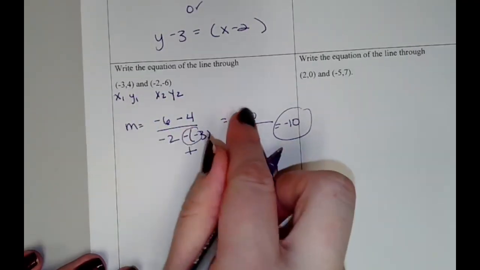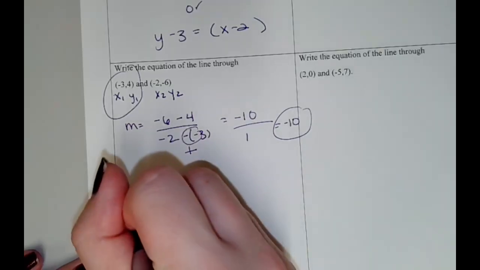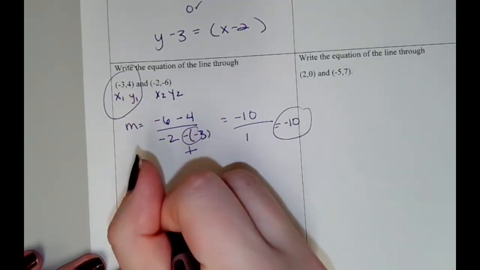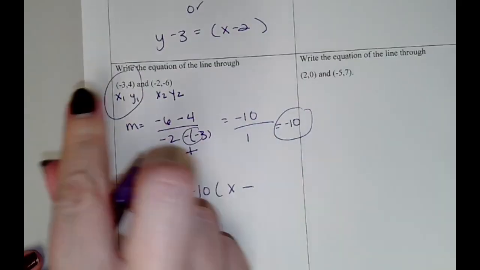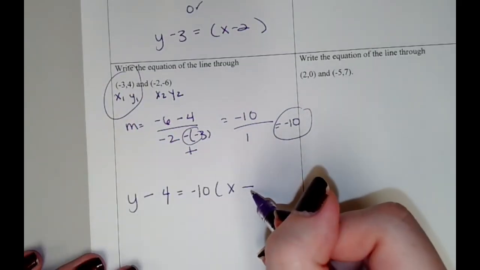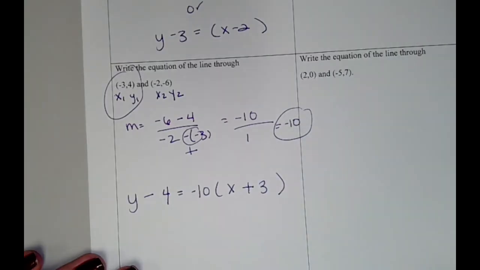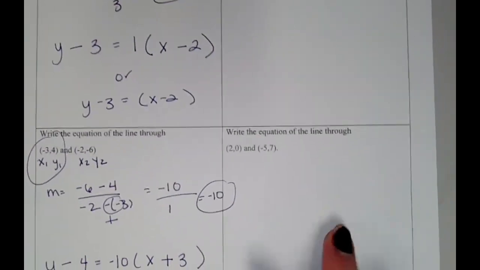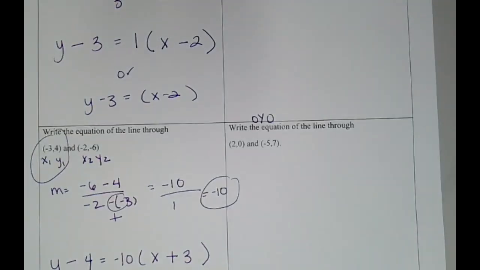Picking either of these 2 points, so I'm just going to pick this one for my point. So I have point slope, y minus y1, which is 4, equals slope, negative 10 times x minus x1. If I subtract negative 3, that becomes a positive 3. This is going to be the last on your own, which you'll be responsible for.